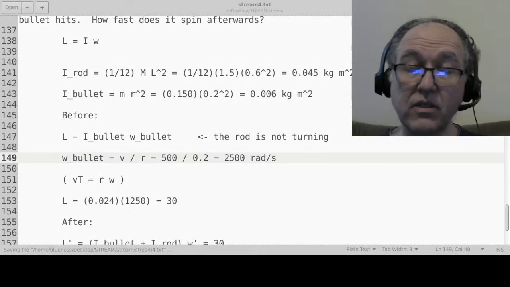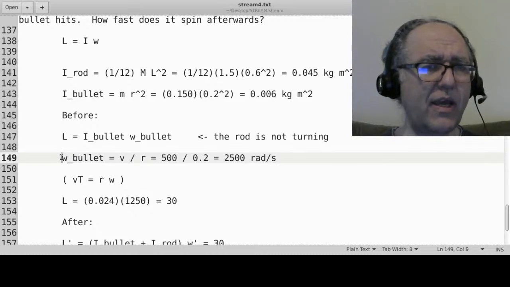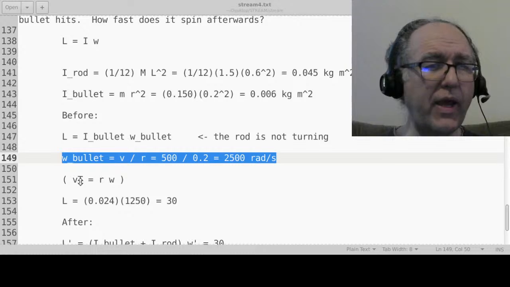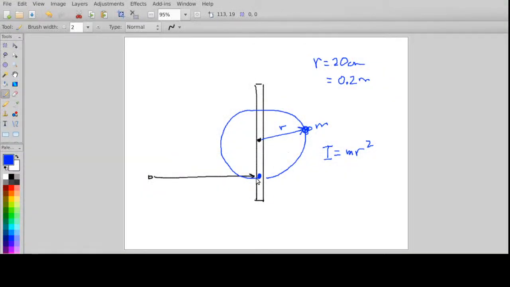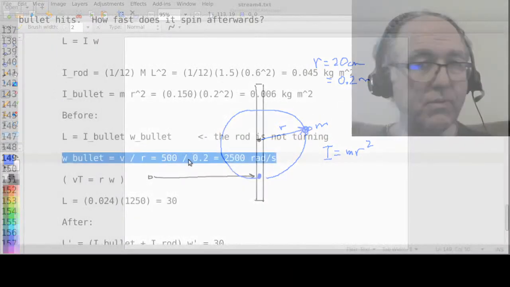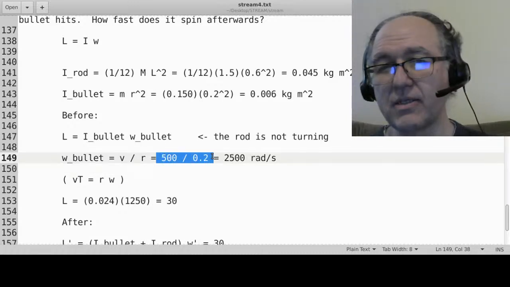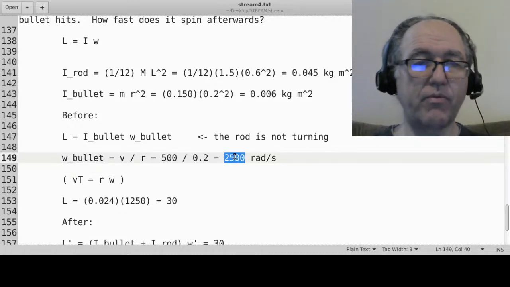So that's a little subtle, I agree. You just have to really think about what's going on there. To get that straight in your head, I always like to think about what's going on right at the moment that it gets embedded. Right at that moment, its linear velocity is its tangential velocity. So the tangential velocity is 500 meters per second at the moment it gets embedded. And to go from a tangential velocity to the corresponding angular velocity, you just divide by r, which is 0.2. And that's what we did right here. There's the linear velocity, divide by the radius, and that gives me 2,500 radians per second.